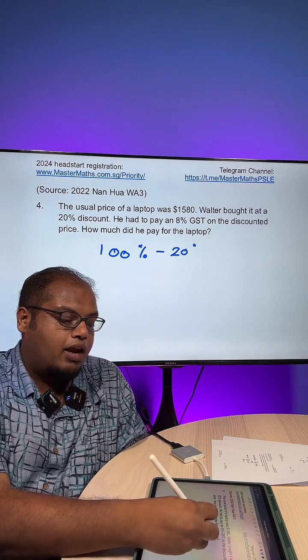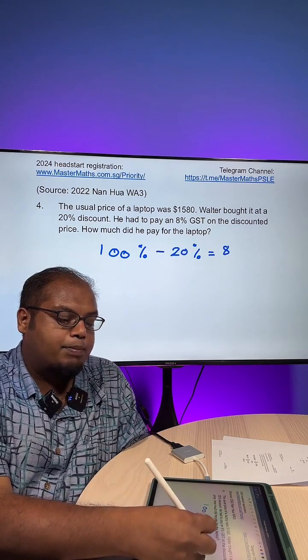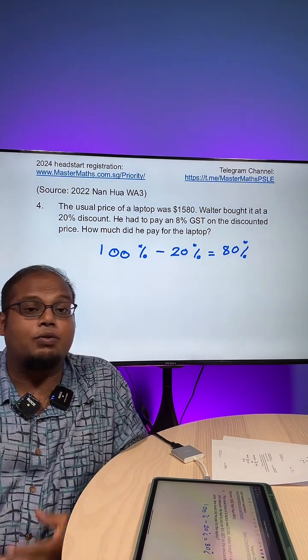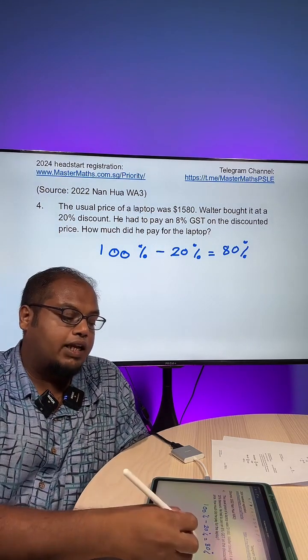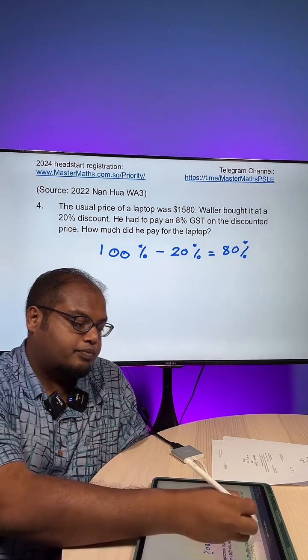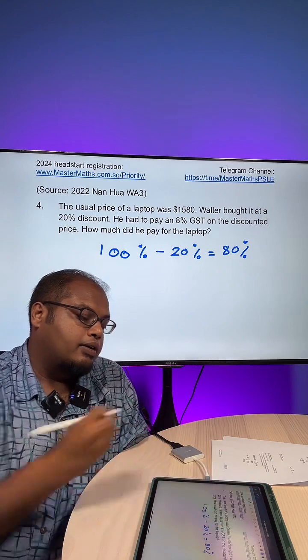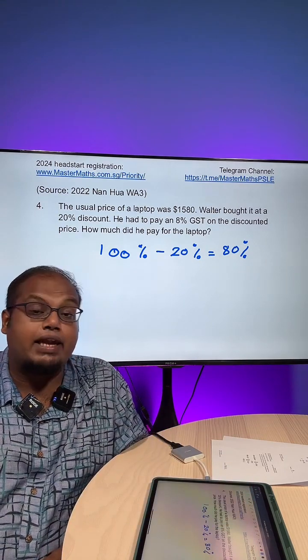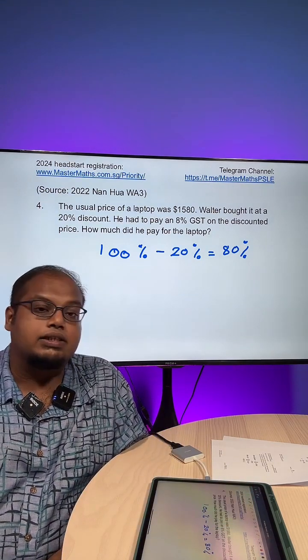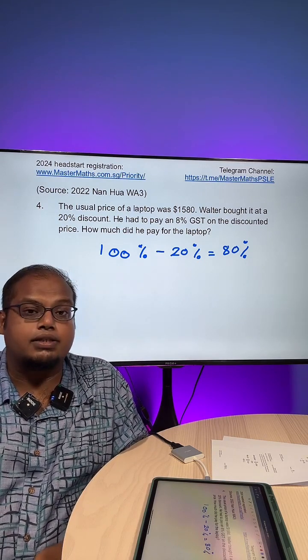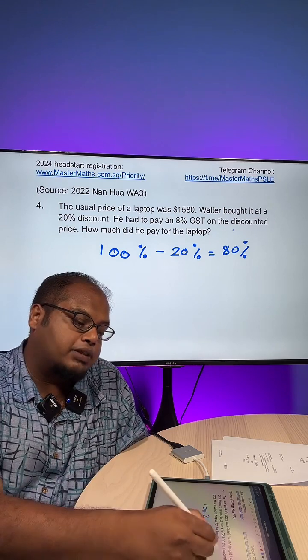minus 20%, we get 80%. So the discounted price that we need to find is 80%. Then next part, they say that he had to pay an 8% GST. GST is a tax on the discounted price. So I need to find this discounted price first.